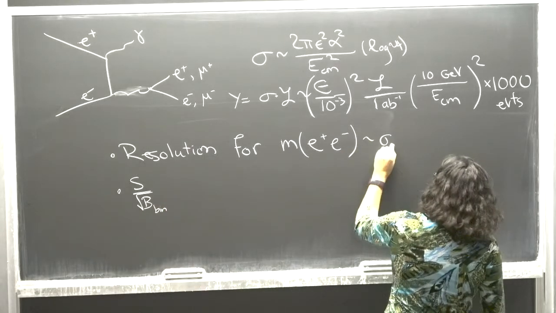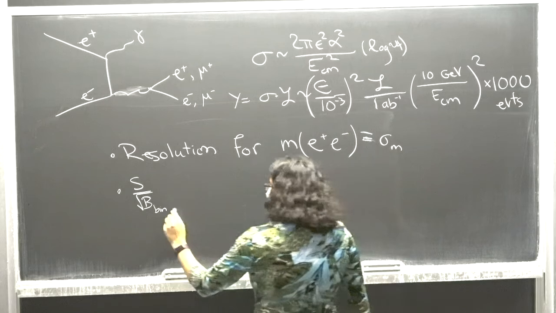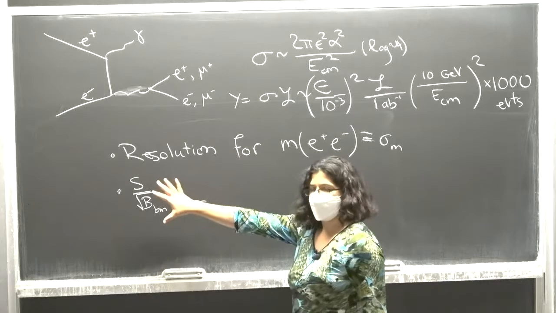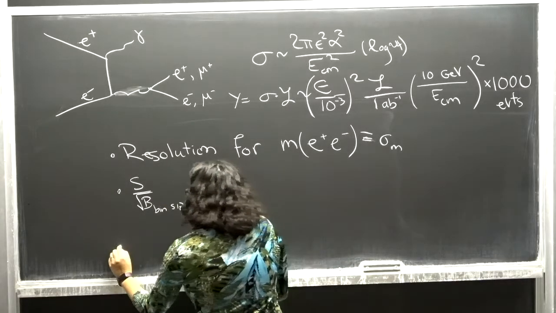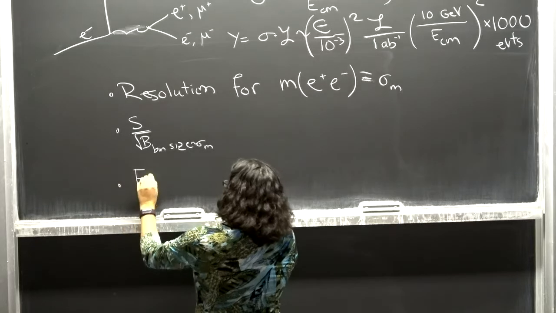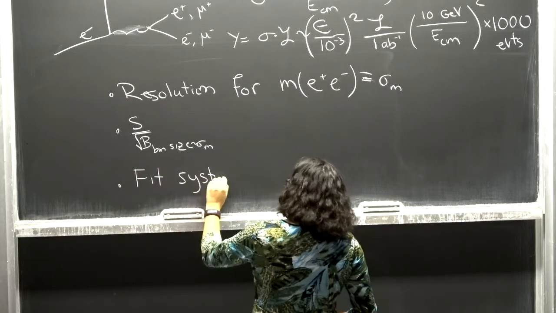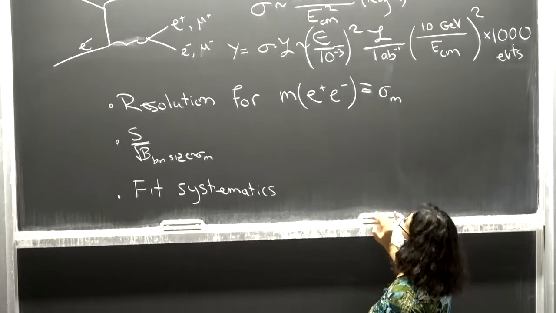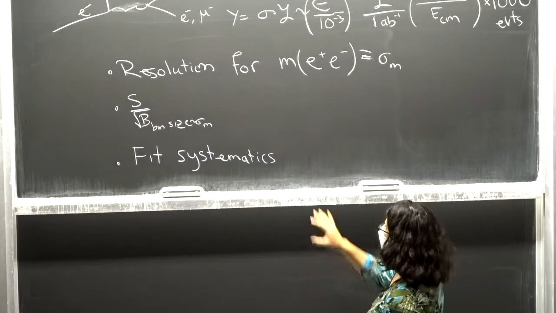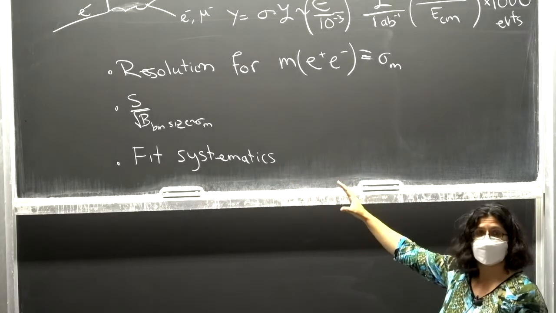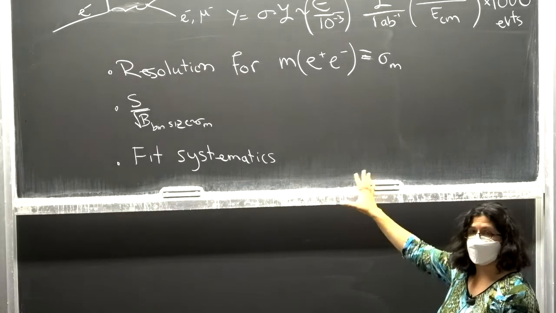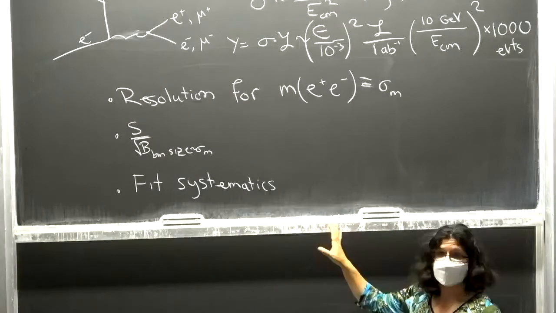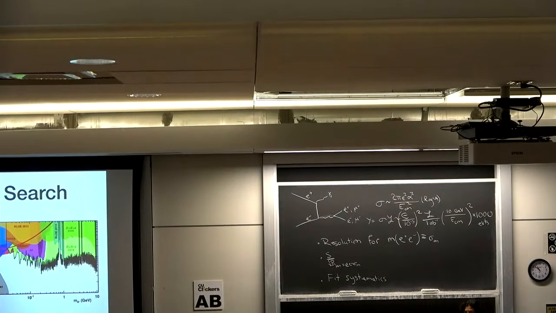So I'll call this sigma m, a bin of size sigma m. Signal over square root background gives you the statistical sensitivity. And then the third item is fit systematics. I want to talk about all three of these. Fit systematics is in some sense the last logical thing to talk about, but I want to quickly get it out of the way because it's relatively simple to understand why it's order 1. Not relatively simple to deal with in an experimental analysis, but simple to understand why it's an order 1 effect.